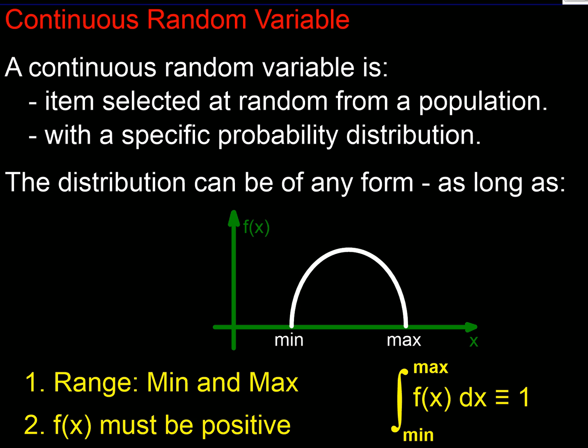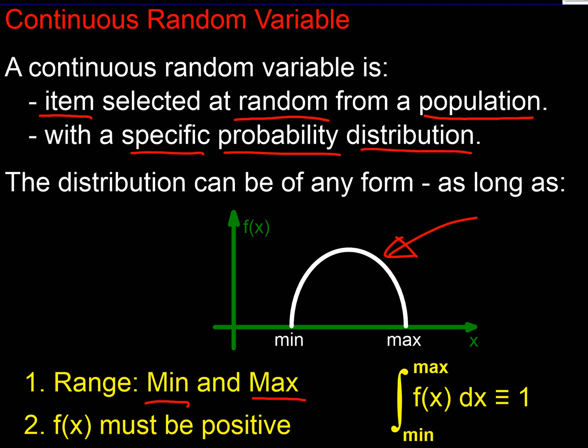Okay, so a continuous random variable is like a discrete random variable in that we're selecting individual items at random from a population. And the important thing is that that population has a specific probability distribution, a PDF. And it could be any shape. So here I've just put a shape of a PDF. What are the important things about this PDF? Well, we've got a minimum value and a maximum value to our range, so it's over a range of values that our variable like weight could take.